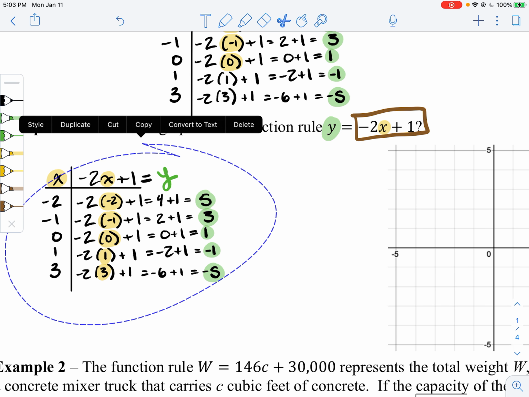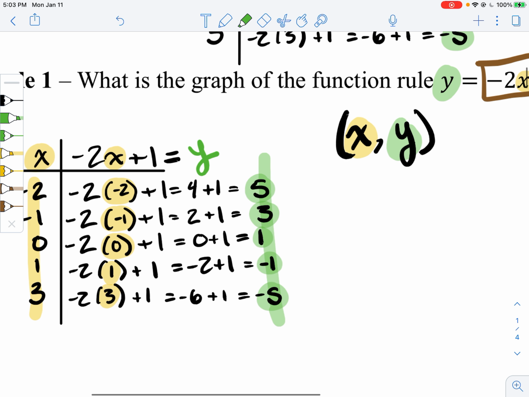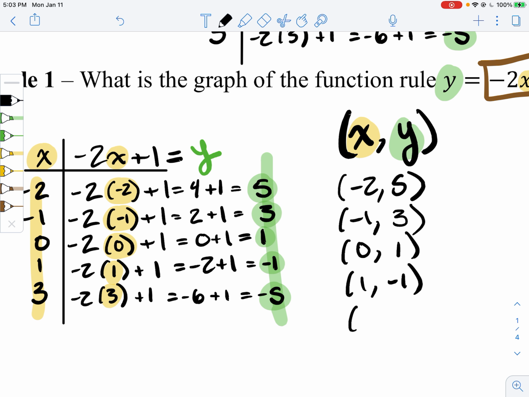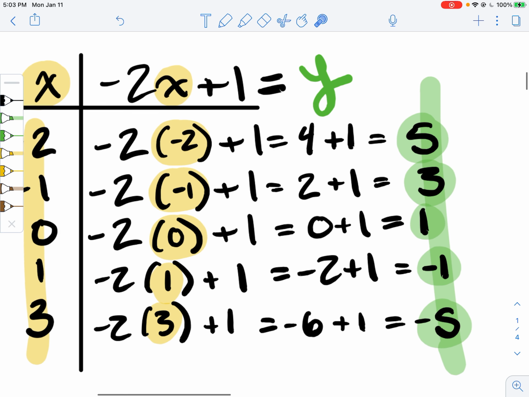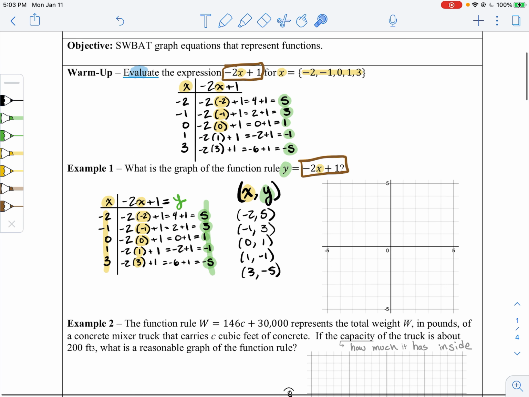Now we can make xy pairs. So we can take whatever x was, pair it with a y, and that gives us points. So here our x's are these guys, our y's are these guys. Let's put them in points. So we have the points (negative 2, 5), (negative 1, 3), (0, 1), (1, negative 1), and (3, negative 5). This is the only step that I'm going to actually put them into points for you. In the future, I will just look at this table and say, okay, negative 2, 5, negative 1, 3, like that. So now we have our points.